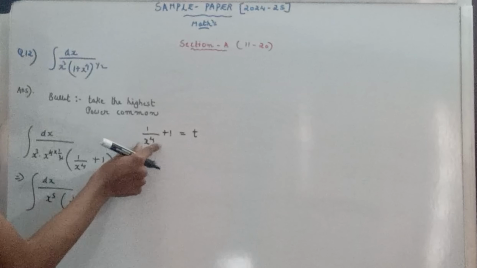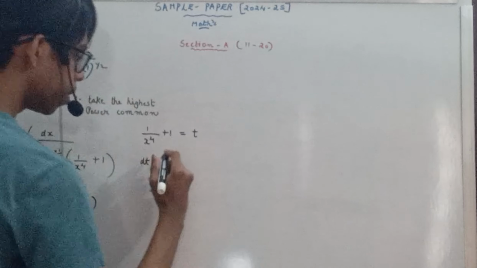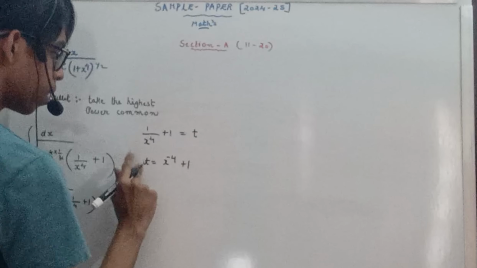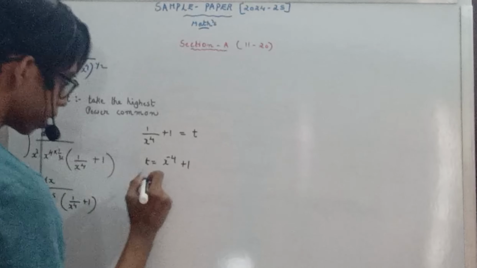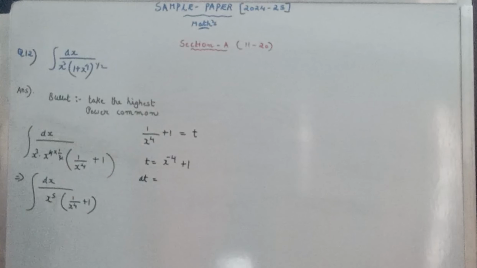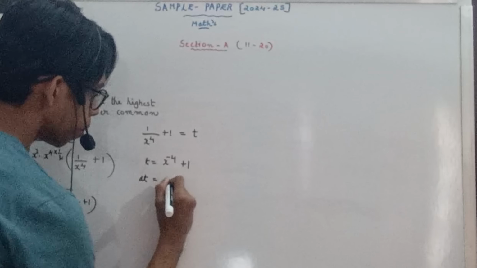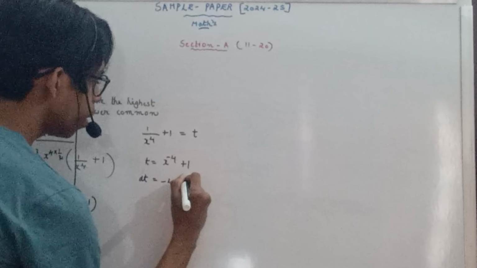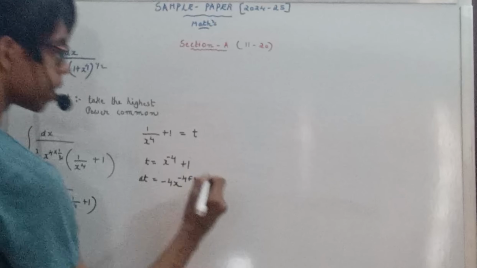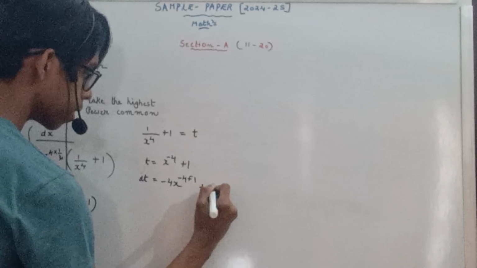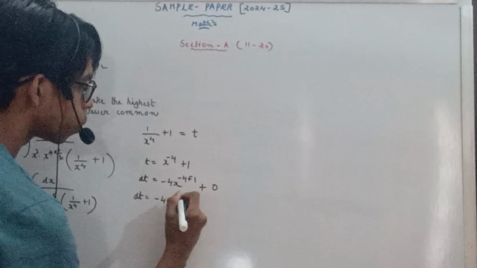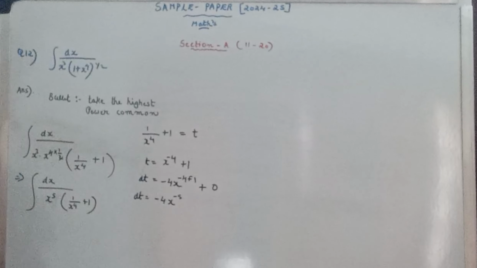If you are having a confusion over here, you can take it to the numerator side, that is x raised to minus 4 plus 1. Now you can differentiate. So we will be getting dt is equal to, this is of the form x raised to n, so we can write minus 4 x raised to minus 4 minus 1. Plus differentiation of 1 is 0. So dt is equal to minus 4x raised to minus 5.